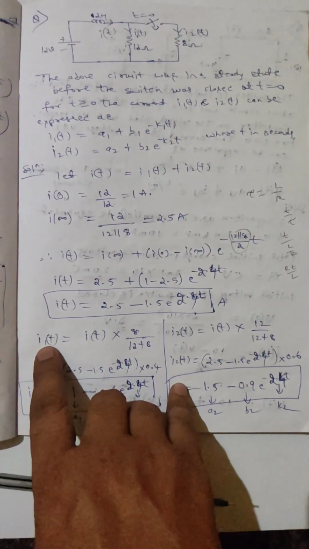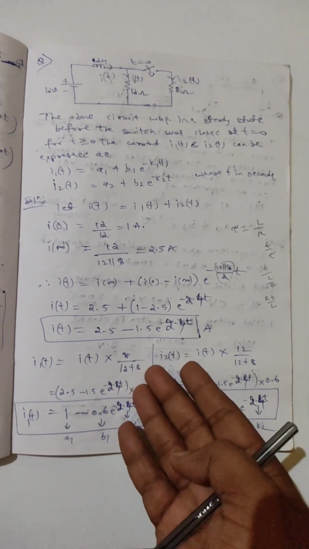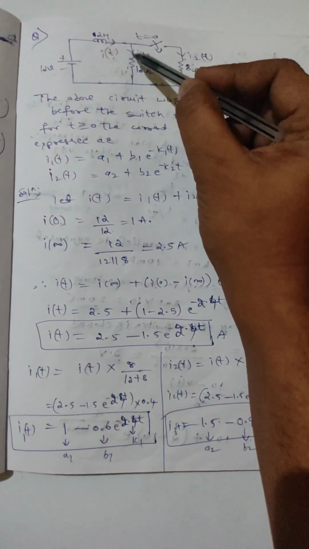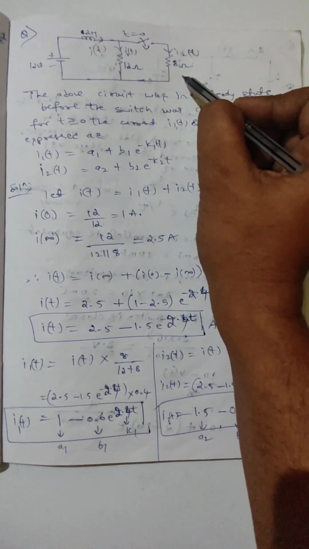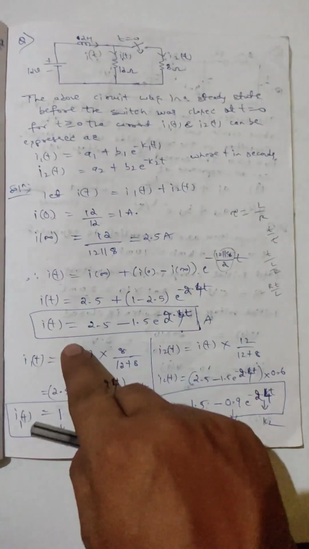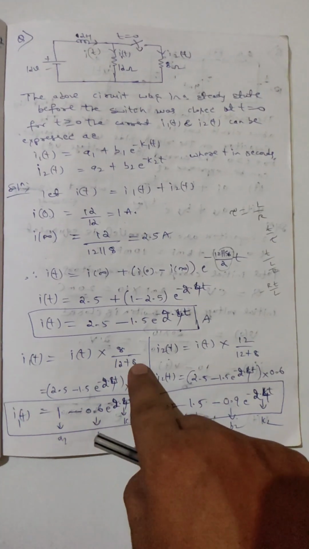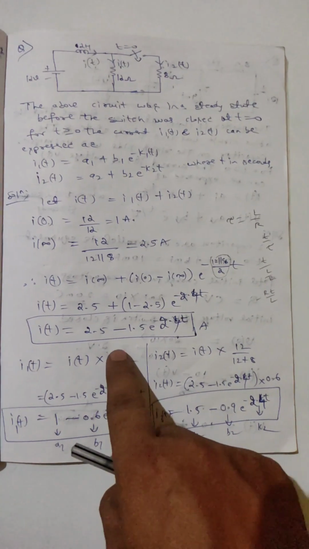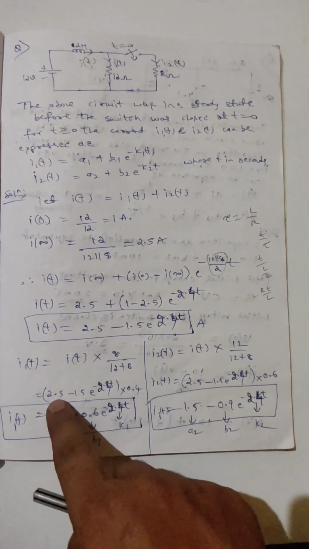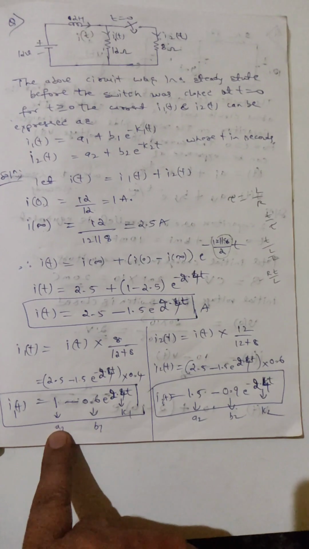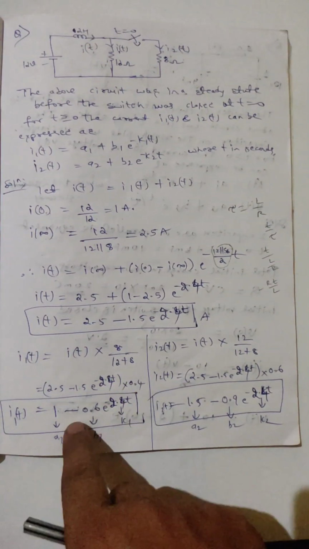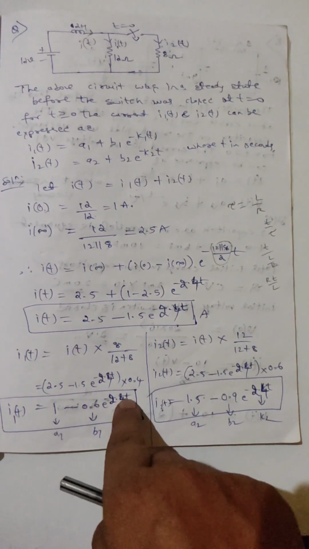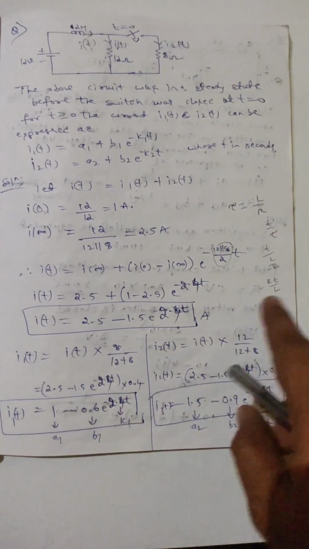So now for I1 of t, just use the current division rule. What is the current passing in this resistor? Supply current times the opposite resistance divided by the sum of the resistances: I of t into 8 divided by 12 plus 8. What is I of t? Enter this equation: 2.5 minus 1.5 e power minus 2.4 t, into 0.4. Multiply: 2.5 into 0.4 you get 1, minus 1.5 into 0.4, minus 0.6 e to the power of minus 2.4 t. 6 into 4 is 24. Yes, it's correct.